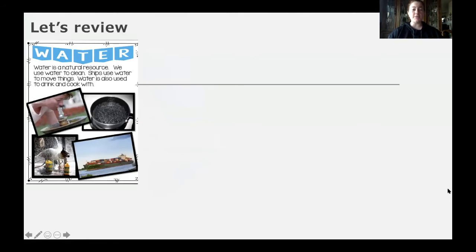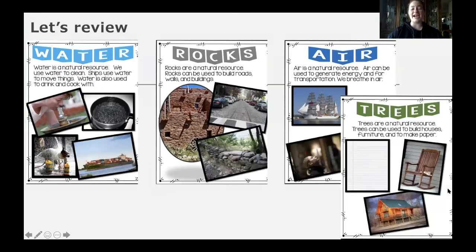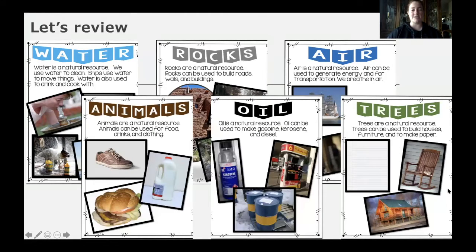We talked about water being a natural resource. We use that a lot and we don't make that. We learned that rocks were a natural resource, air, trees, oil, and animals. All of these were natural resources. These are things found in nature that we use every day or almost every day that we can't make. They're just occurring naturally. Today, we're going to see if we can distinguish, that means tell the difference, between natural resources and man made or human characteristics of a place. Let's go ahead and get started.